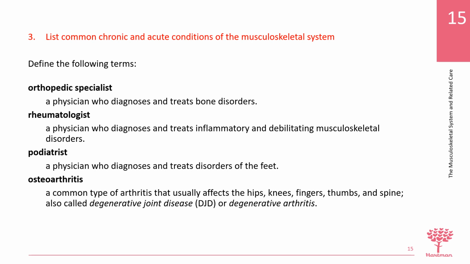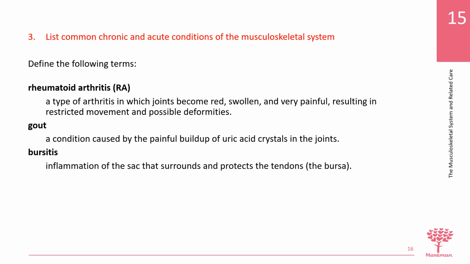Osteoarthritis is a common type of arthritis. Remember, anytime you hear the itis, this is inflammation. This particular arthritis affects the hips, knees, fingers, thumbs, and the spine. It is also called DJD, which you'll hear a lot in this area, which is degenerative joint disease. Other common things that we will hear is rheumatoid arthritis, which is an arthritis where the joints become red and swollen.